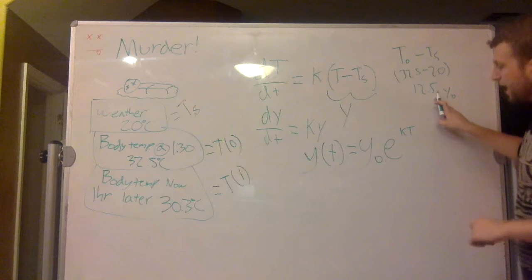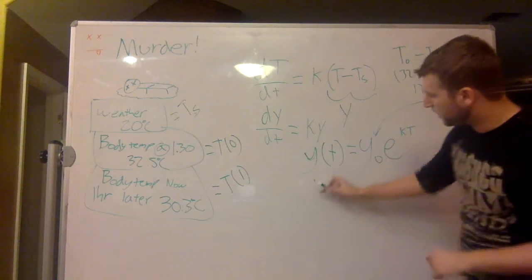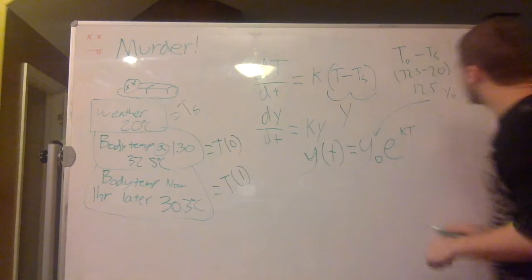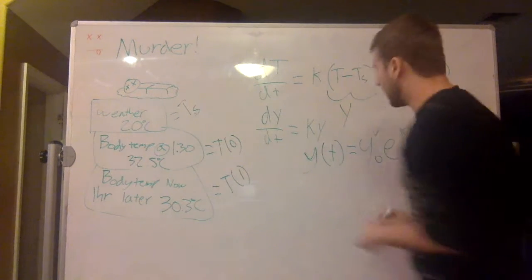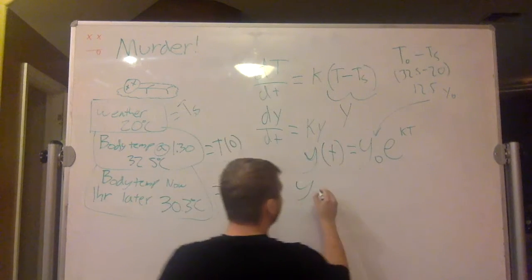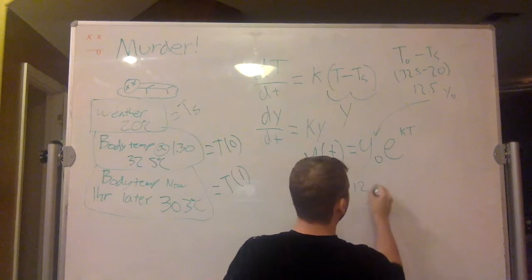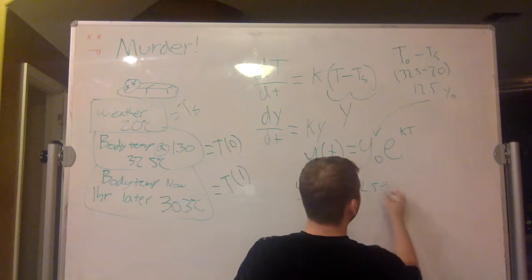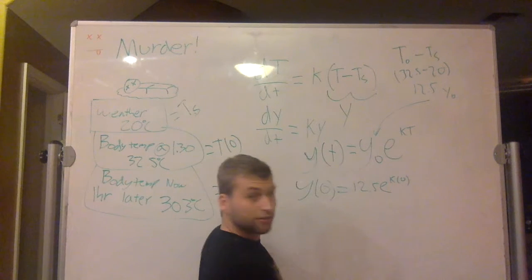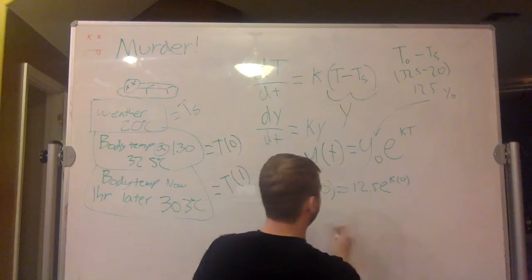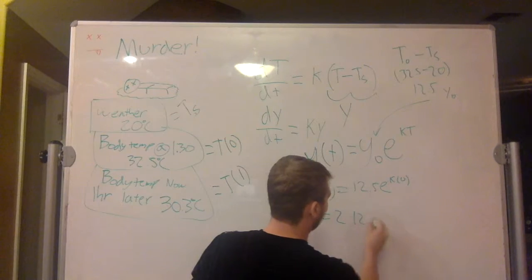And we can go ahead and plug that directly into here, because this is also going to be y sub 0. So we can plug that in, and we know that y sub 0 is equal to 12.5 e to the k, and we know that up here this time is going to be 0. So that's going to actually give us itself. So lo and behold, y sub 0 equals 12.5.